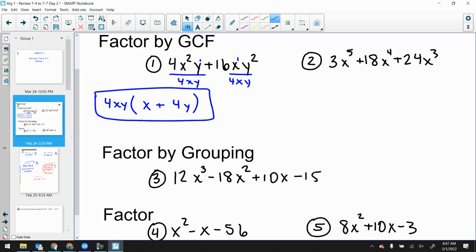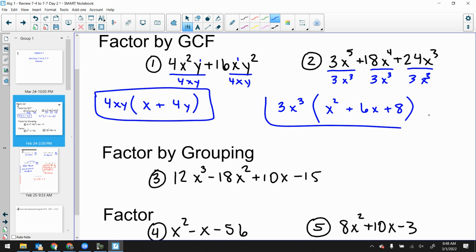All right, so number 2. What is my GCF here on number 2? Danielle? 3x to the third. Okay. So now this becomes an x squared, a 6x, and an 8. And there's my answer. Questions about that?